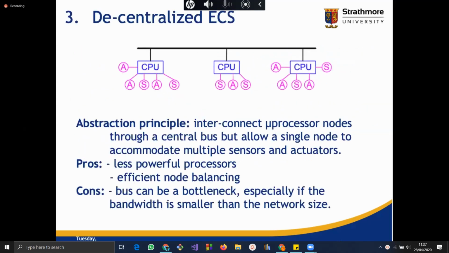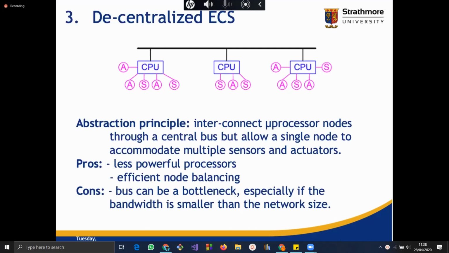Then there's the decentralized. Decentralized basically means you don't have a single point of connection. Here you have a central bus, and everything that is supposed to be connected into that network connects through the bus. So you have so many CPUs, and every time you want to expand, you just connect into that bus.